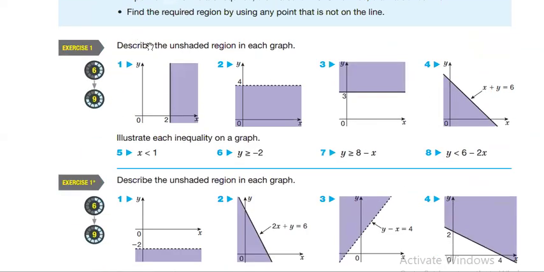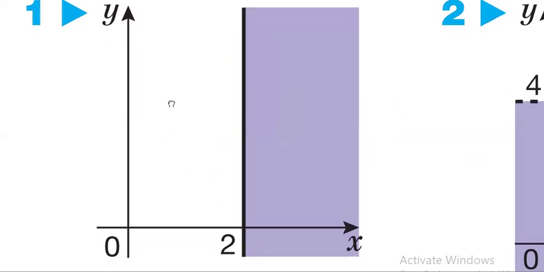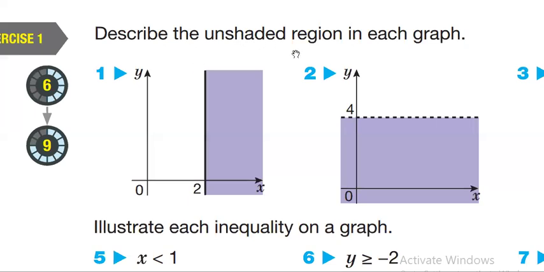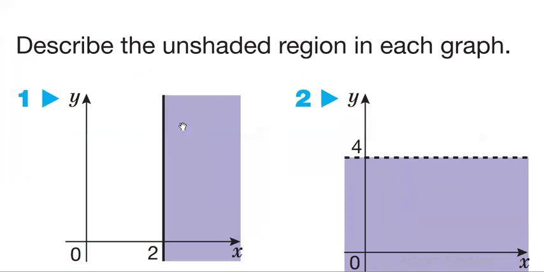First here, describe the unshaded region in each graph. Now, for this graph, we have a shaded region. We're going to describe the unshaded region, like they said. So this shape here, this is the shaded part. So this part, we don't want it. We don't want the shaded part. So this part is not needed. We want the unshaded part, which is this one.